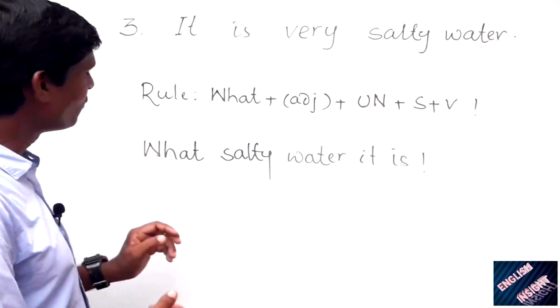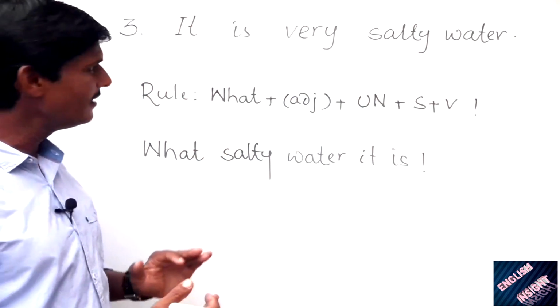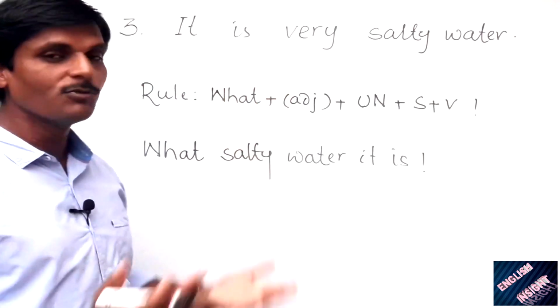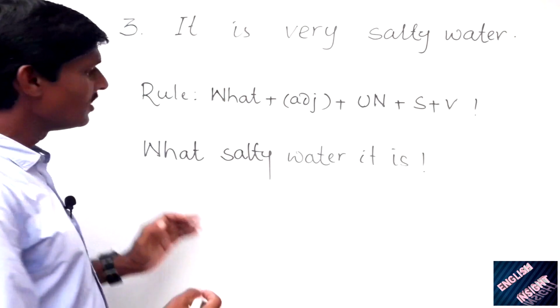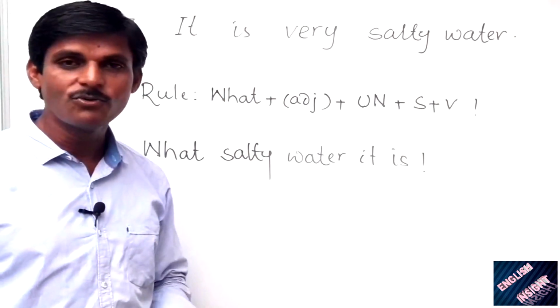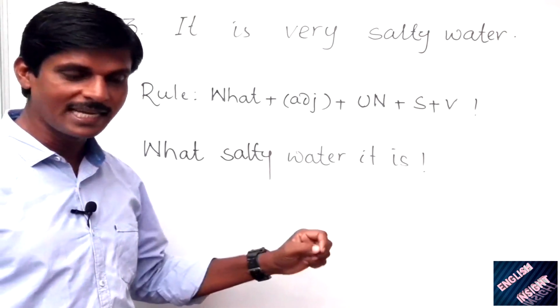We'll see what the rule is, but prior to that, what is the exclamatory sentence for it is very salty water? This one is the declarative sentence. The exclamatory sentence is what salty water it is. What salty water it is. It's the exclamatory sentence.